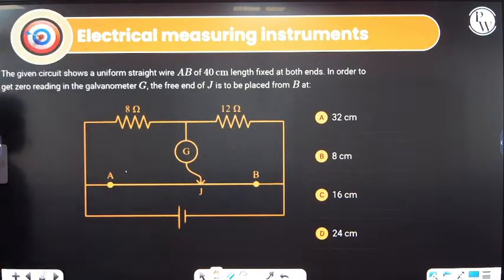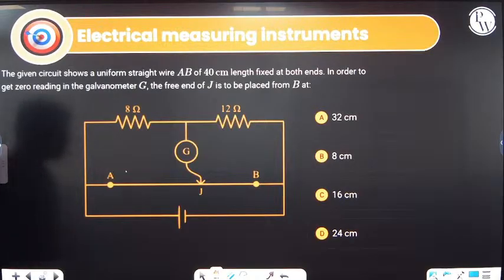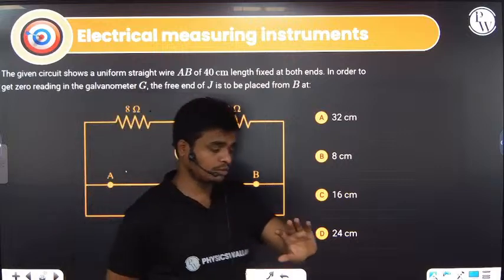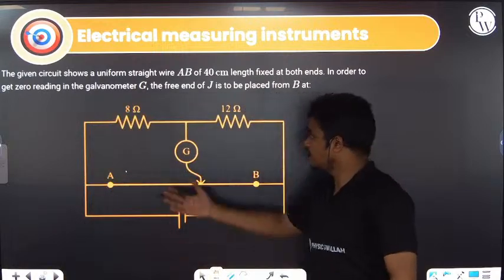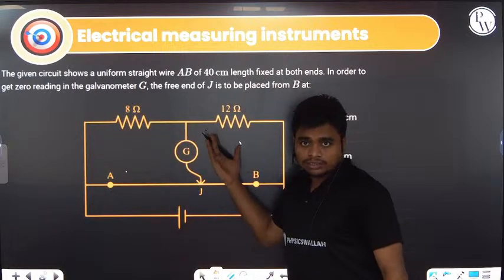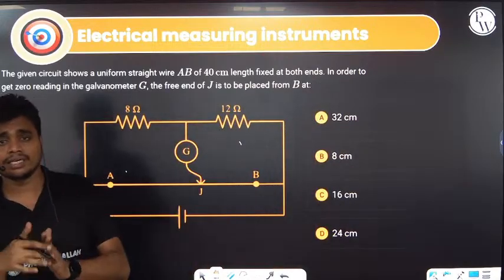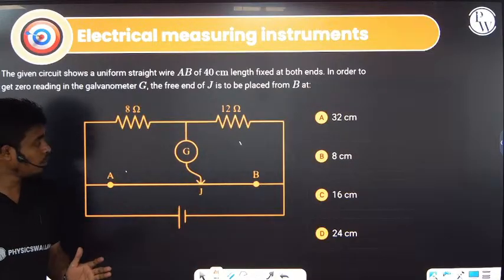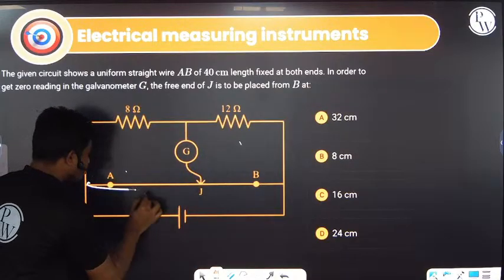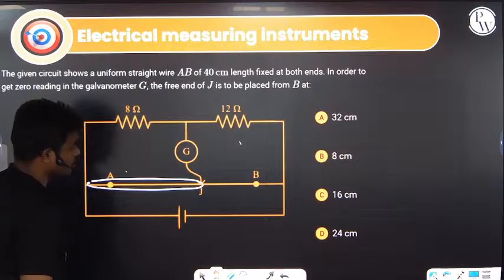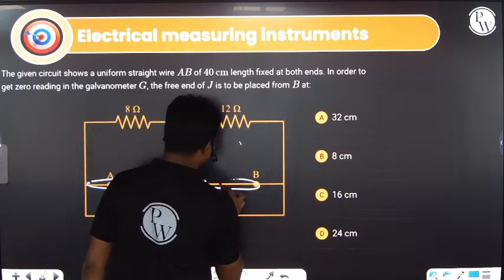Next we have this particular question over here. The given circuit shows a uniform, this is the meter bridge. And what is a meter bridge? Meter bridge is the application of the Wheatstone bridge. So Wheatstone bridge will be having two jaws, this side one resistance, this side also one resistance, this side one resistance, this side also one resistance, like that. So this particular setup we can consider in terms of the Wheatstone bridge, where this portion of the wire will be having some resistance and the other portion of the wire will be having some other resistance.